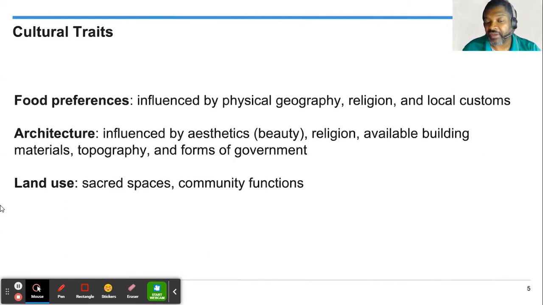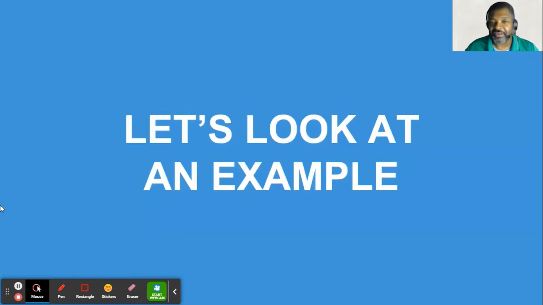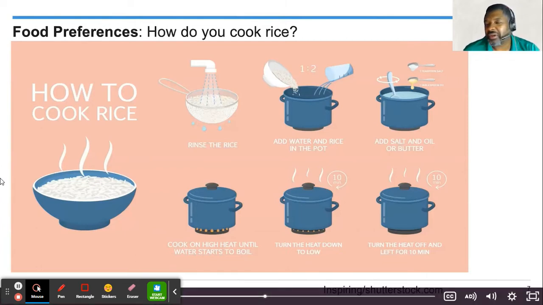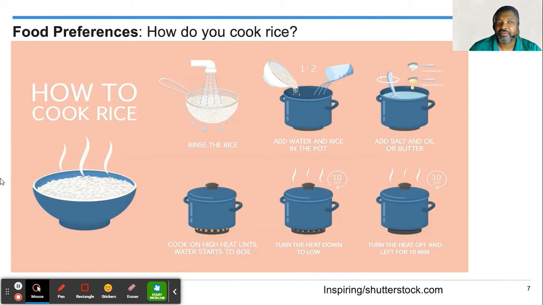Sacred spaces such as the Vatican or the Grand Mosque in Saudi Arabia have significant value to those who hold those sacred spaces dear. Let's look at an example. But first, I have a question. How do you cook your rice? Do you boil it? Do you use instant rice or that minute rice? What do you like to pair it with? Think about that for a minute.